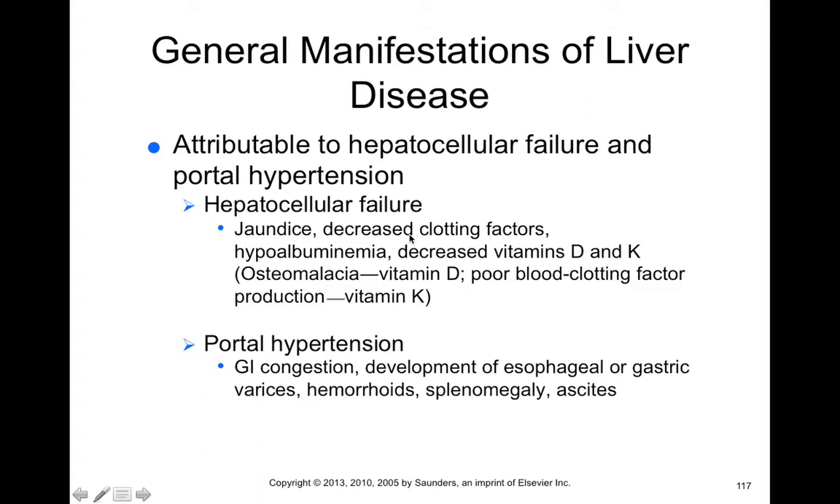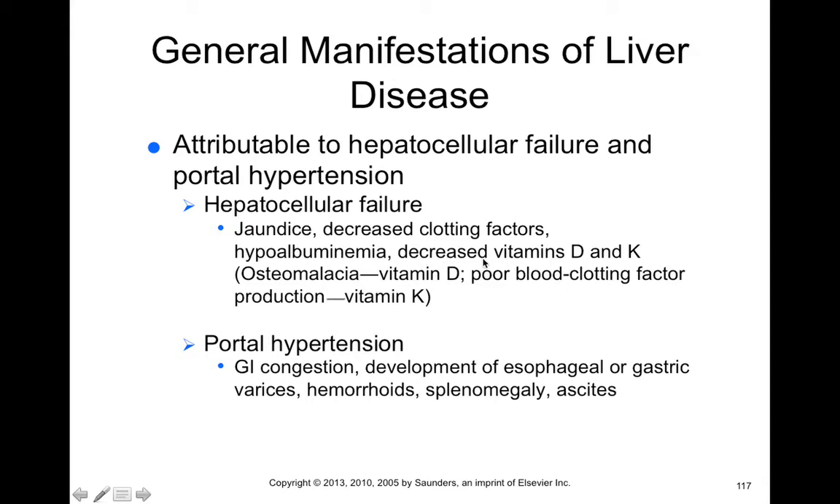Now, we know the liver also synthesizes clotting factors, so if the liver's failing, then it can't synthesize these clotting factors as well, and so someone can actually be at higher risk for bleeding disorders. The liver also synthesizes albumin. Remember, that was one of the major osmotic driving forces of your bloodstream, so if your liver's failing, then you see hypoalbuminemia and all of the sequelae that result from that.